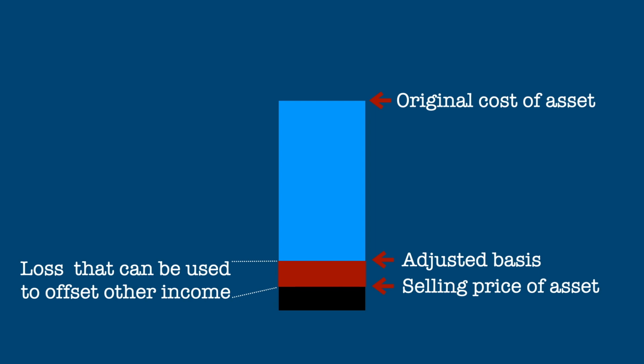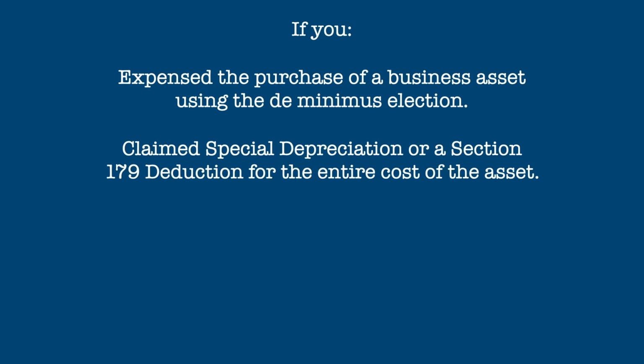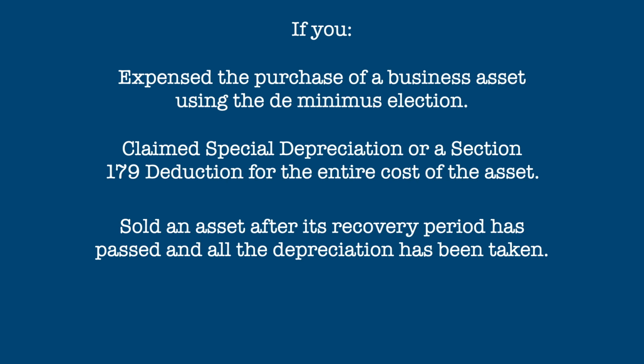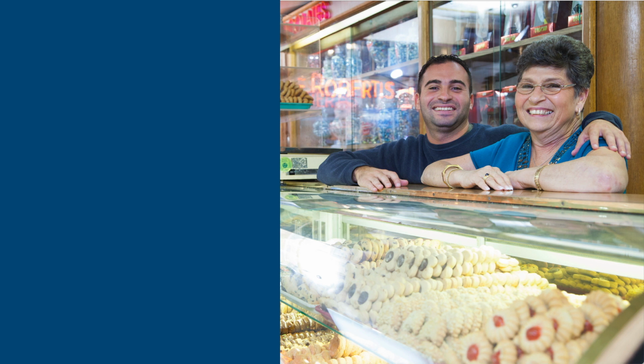Let's start with something easy. If you expense the cost of a business asset under the de minimis election, claim special depreciation or a Section 179 deduction for the entire cost of the asset, or sell an asset after the recovery period of the asset has passed and all the depreciation has been taken, the entire selling price of the asset is a gain that is taxed as ordinary income. Let's look at Alice and Ralph's Bakery from the original video on MACRS.